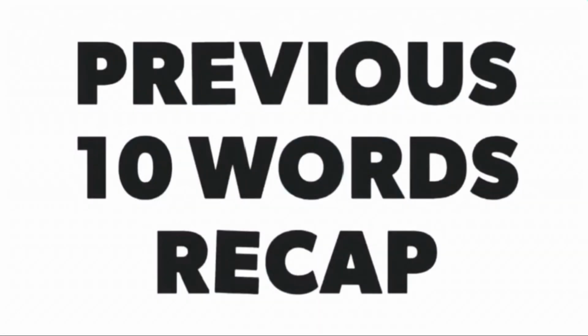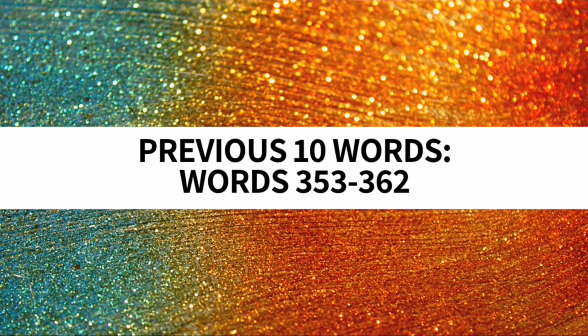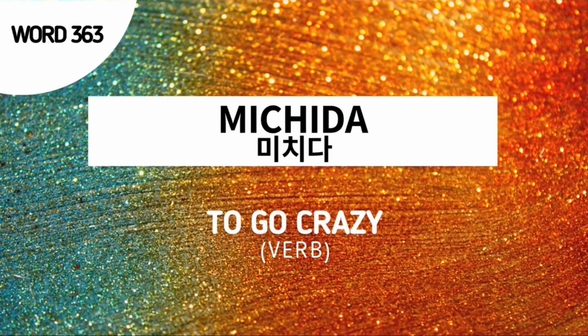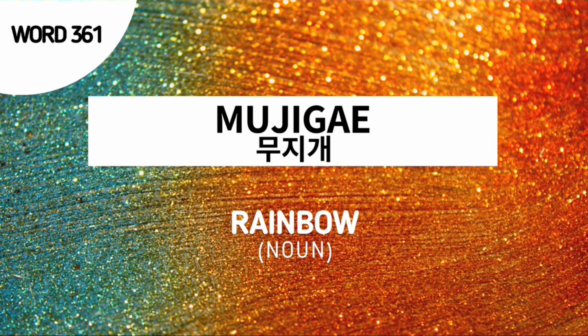Now let's proceed to our previous 10 words recap. As of now, our previous 10 words are words number 353 to 362. But don't forget our word for today, word number 363, michida, which means to go crazy. The first word for our review is word number 362. It's 강아지, which means puppy. Next word is 무지개, which means rainbow.